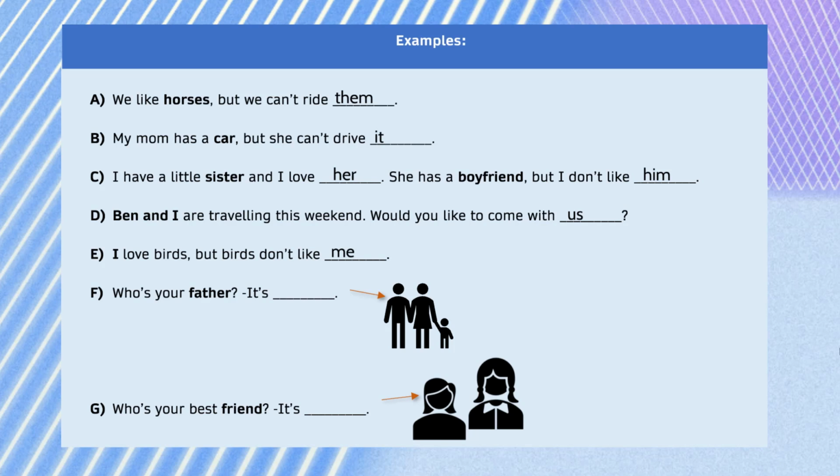In parts F and G, we have examples of how to point out people, like when we ask, who's your father? It's him. It's a man. So the speakers know that we are talking about a man, so it's him. In G, the question says, who's your best friend? It's her. It's a woman. So in this way, we replace subjects or nouns that were already used in the sentences.